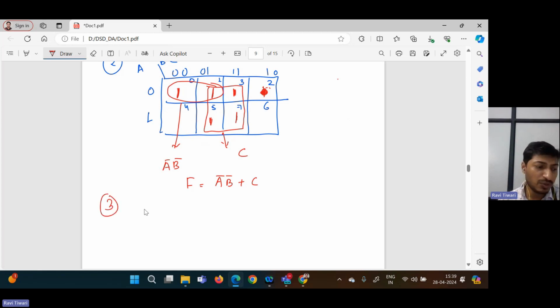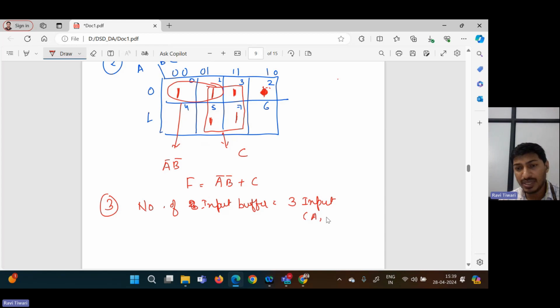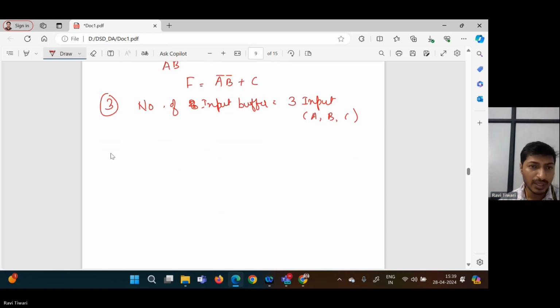Now in the next step, we need to find out the number of input buffers. How many input buffers do we require? The number of input buffers required is the number of inputs. And we are having 3 inputs, right? What are they? The names are A, B, and C.